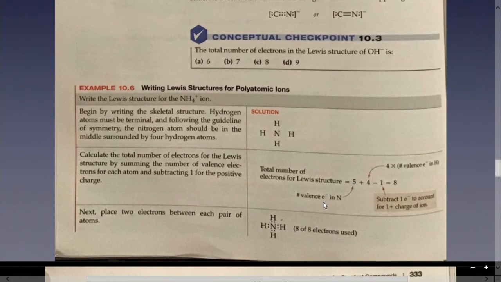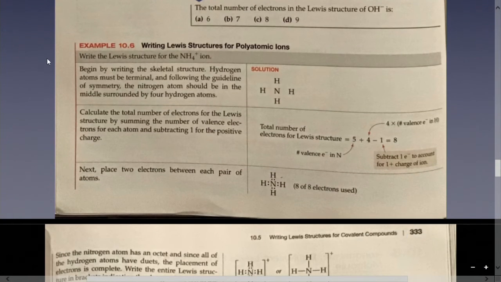Okay, let's look at another example here. Again, this is the famous only positive example. The only positive polyatomic ion that we really deal with is ammonium. Why is it positive? Let's look at the Lewis structure, and it'll help us to do that.